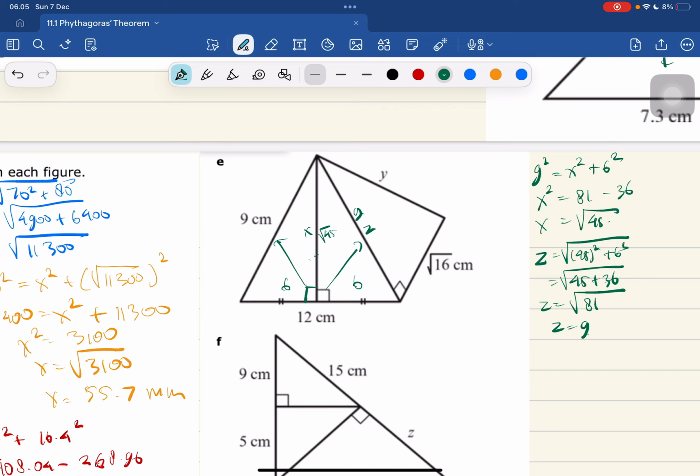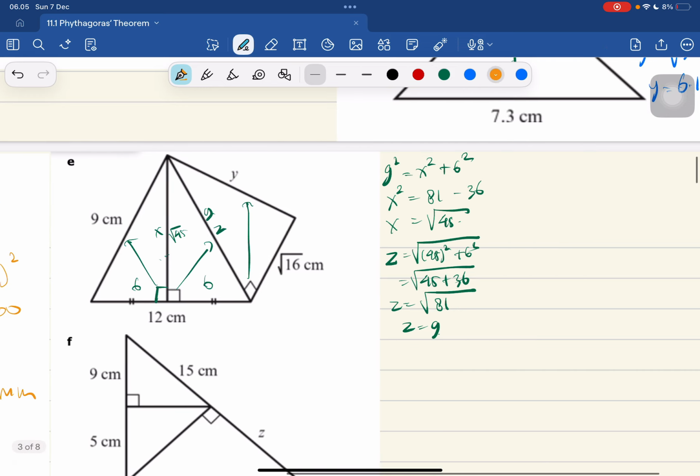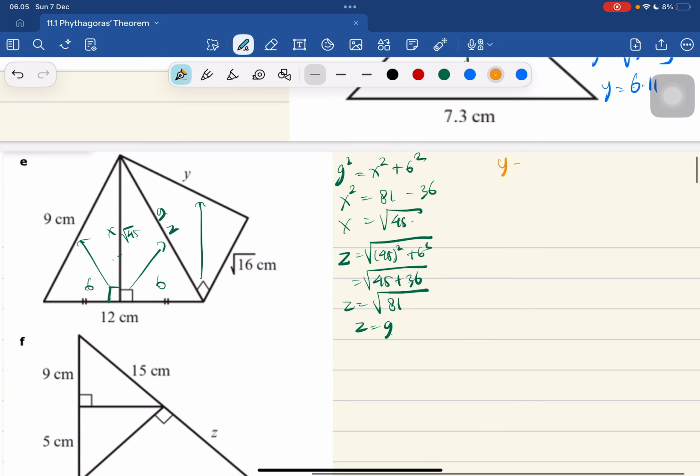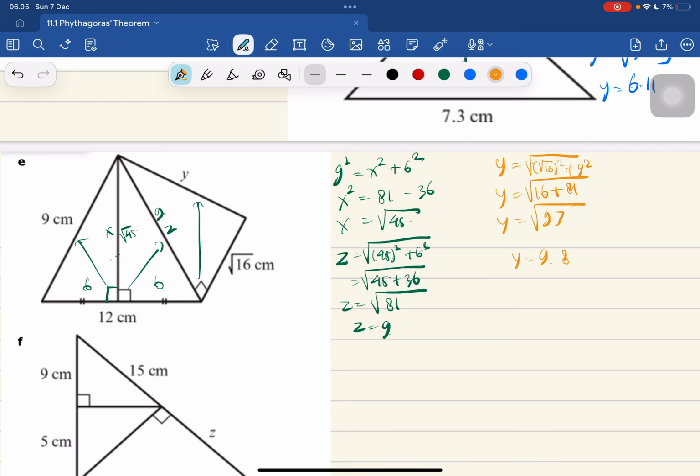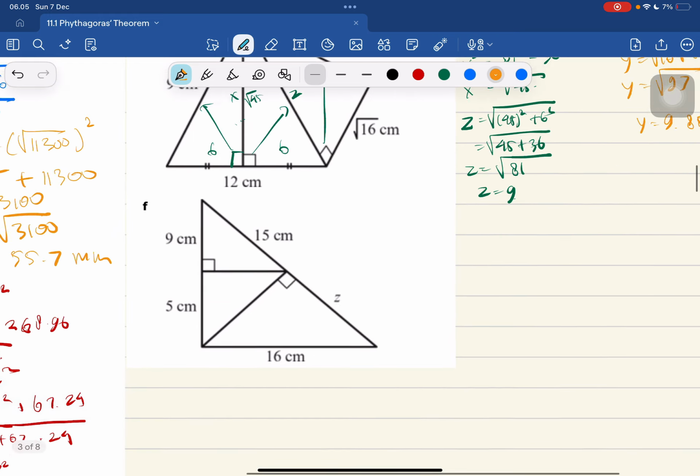So this is 9. The hypotenuse is y. So we can work out here y equals the square root of 16 squared plus 9 squared. So it's going to be 16 plus 81, so y equals the square root of 97, which is 9.85 centimeter.